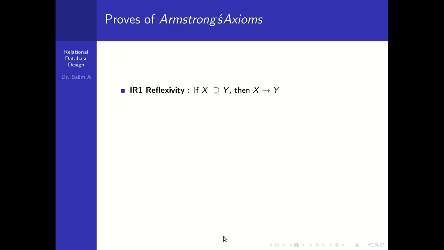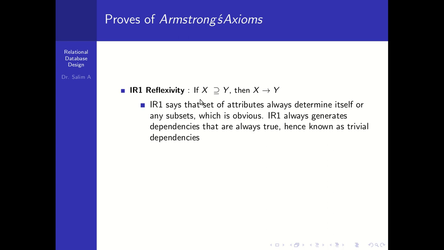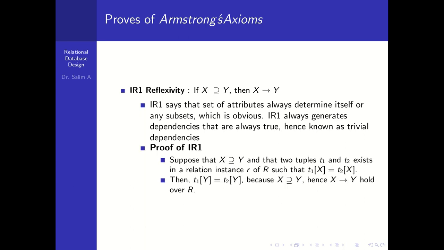Proofs of Armstrong axioms. The first rule is reflexivity. If X is a superset of Y, then X determines Y. That is what the reflexivity rule means. IR1 says that an attribute always determines itself or any of its subsets, which is obvious. IR1 always generates dependencies that are always true, hence they are known as trivial functional dependencies.